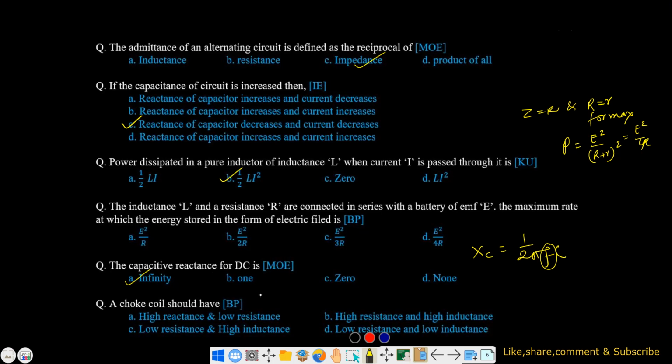Choke coil means the device that lowers the power consumption. Should have a high reactance and low resistance. High resistance and low inductance. High inductance, definitely it's not. Low resistance and high inductance. Obviously a choke coil is made of wire, so there will be some resistance, we cannot rule it out. If there is very little resistance and high inductance, then the energy consumption is minimum.